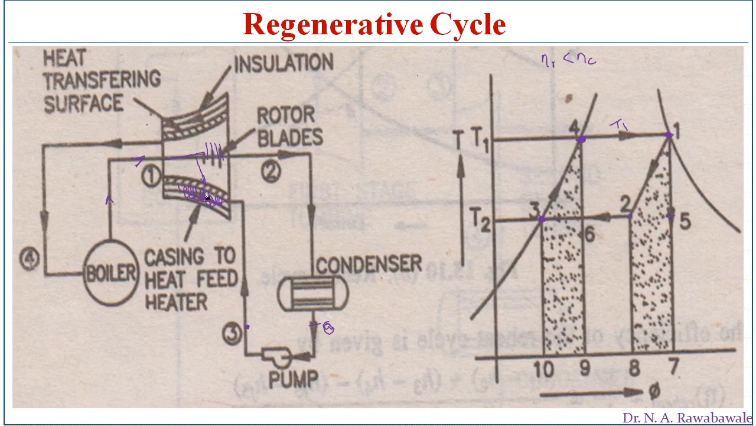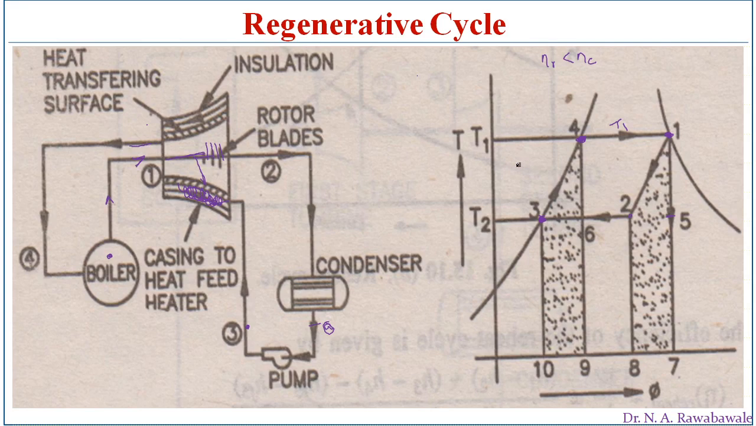So this feed water, by absorbing heat, becomes saturated water, and this saturated water which comes out of the turbine is supplied to the boiler. The water supplied to the boiler is at saturation temperature, not at the lower temperature T2. In this way the heat carried by steam is utilized to heat this condensate, raising its temperature to the saturation temperature, and this saturated feed water is supplied into the boiler.